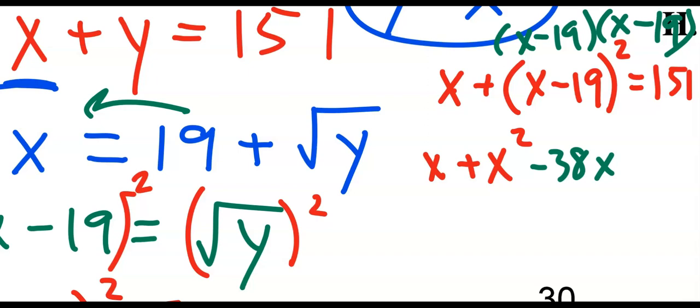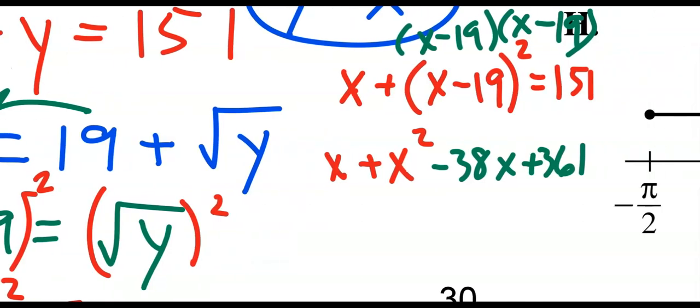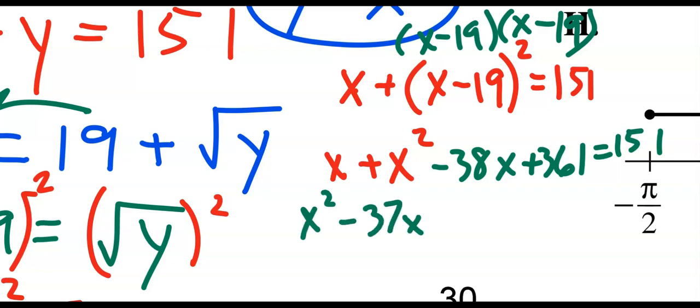What's 19 squared? Is that 61? Okay. Plus 361. And that's equal to 151. Okay. I suggest we put it all together. X squared minus 37x. And what is 361 take away 151? 210.